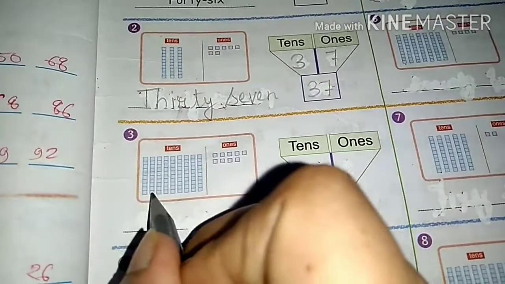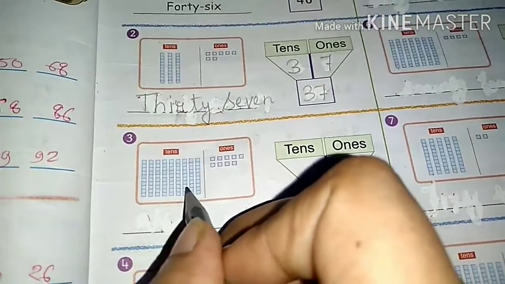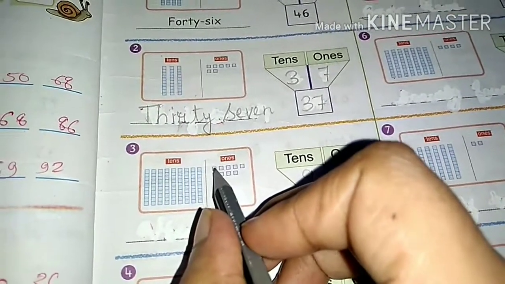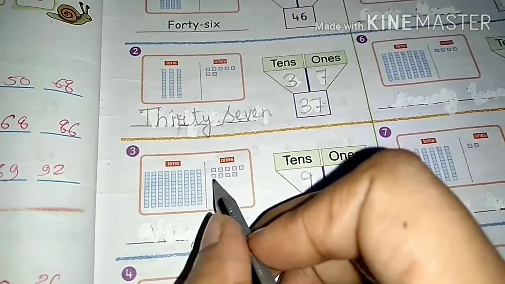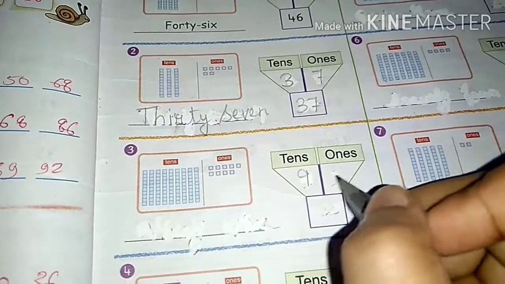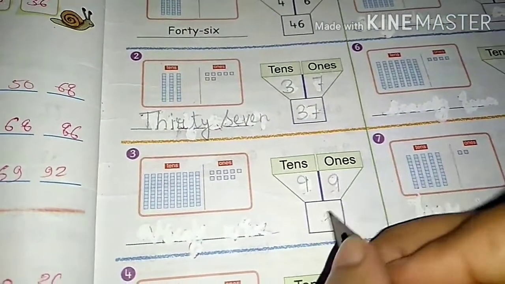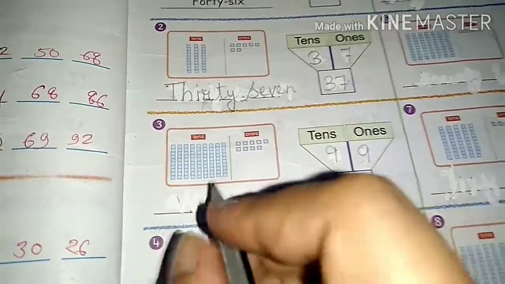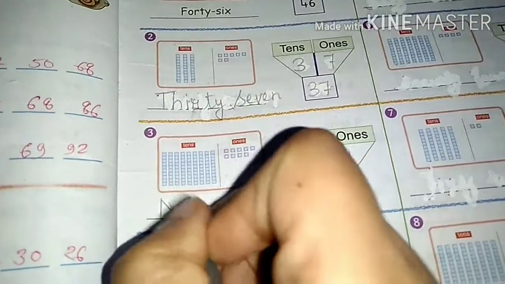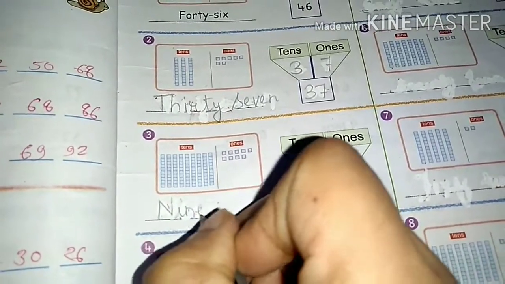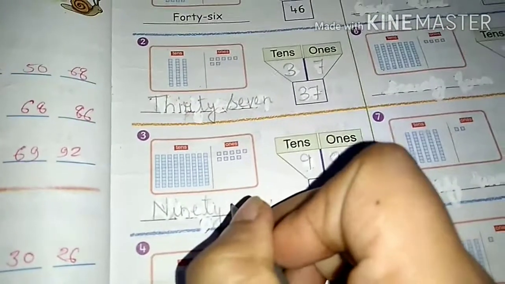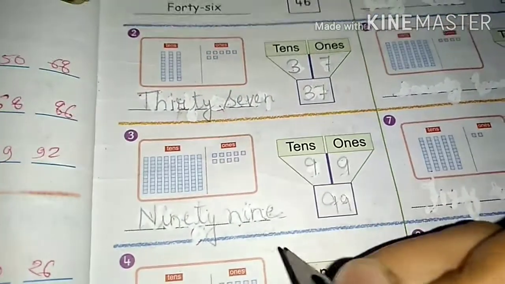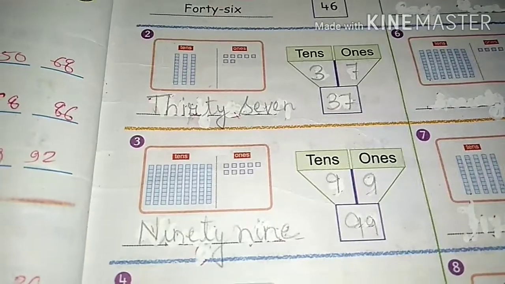Okay, next is, how many tens are there? Count. 1, 2, 3, 4, 5, 6, 7, 8, 9. 9 tens. How many ones? 1, 2, 3, 4, 5, 6, 7, 8, 9. 9. Okay, together is 99. Okay, here you have to write the spelling of 99. N-I-N-E-T-Y 90. N-I-N-E 9. 99. Like this you have to write.